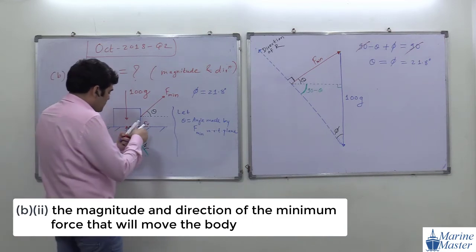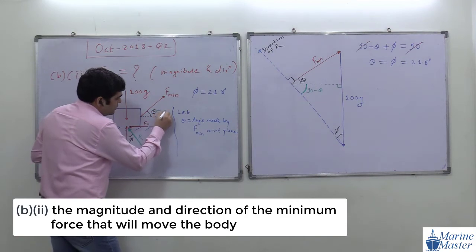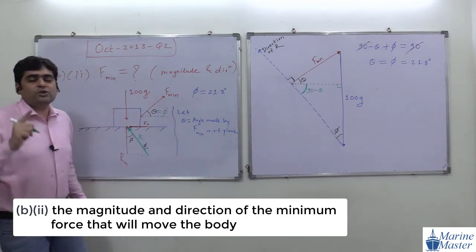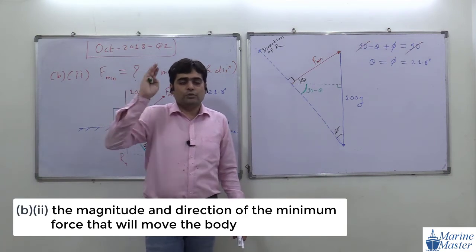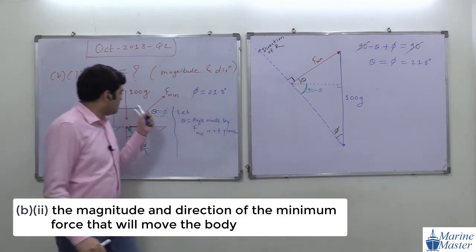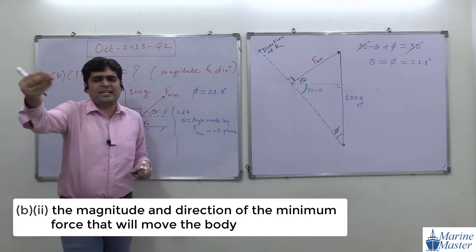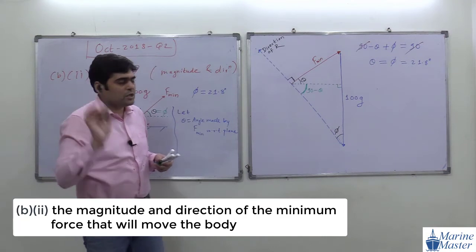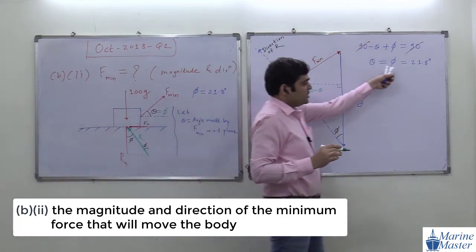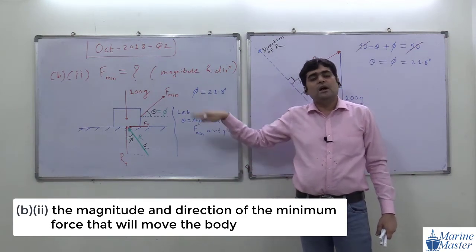Theta equal to phi. So minimum force always makes an angle phi, the angle of friction, with respect to the plane. Okay, I will explain what the meaning of with respect to the plane is in the next question. Okay, so you got these two conclusions. So we got the direction: 21.8 degree with respect to the horizontal, above the plane.